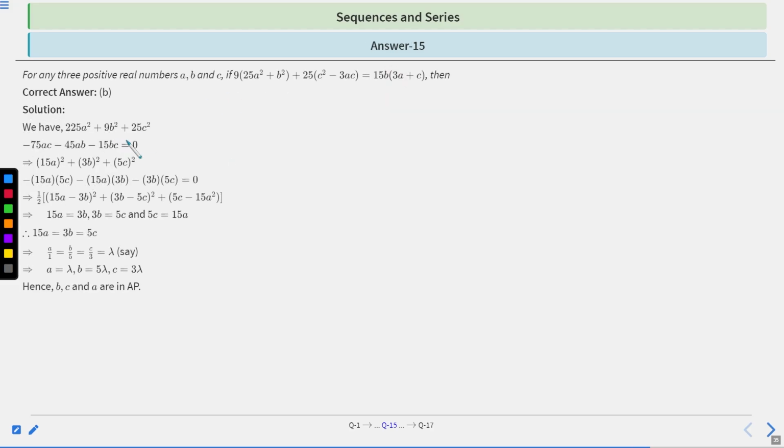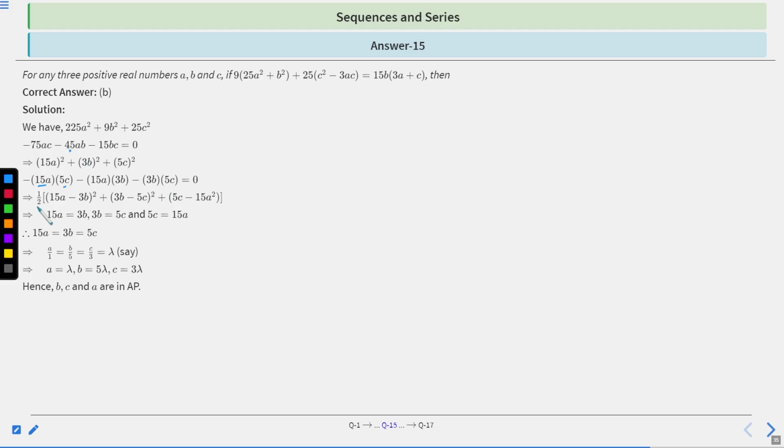Okay, after simplifying this equation, we get 225A square plus 9B square plus 25C square minus 75AC minus 45AB minus 15BC is equal to 0. So after solving this, 225A square can be written as 15A whole square, 9B square can be written as 3B whole square, 25C square can be written as 5C whole square, and 75AC can be written as minus of 15A into 5C, minus of 15A into 3B, minus of 3B into 5C.